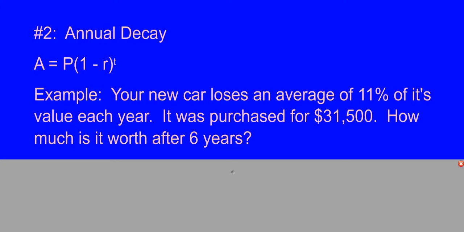All right, let's look at our second formula. Our second formula is going to be relative to annual decay. So we're talking about losing value. Decay means to break down or to lose. So you notice the formula looks very similar. A equals P times (1 minus R) to the T. The small change being that now we're going to subtract that rate. So therefore we're going to lose value because we're going to be multiplying by a number less than 1.